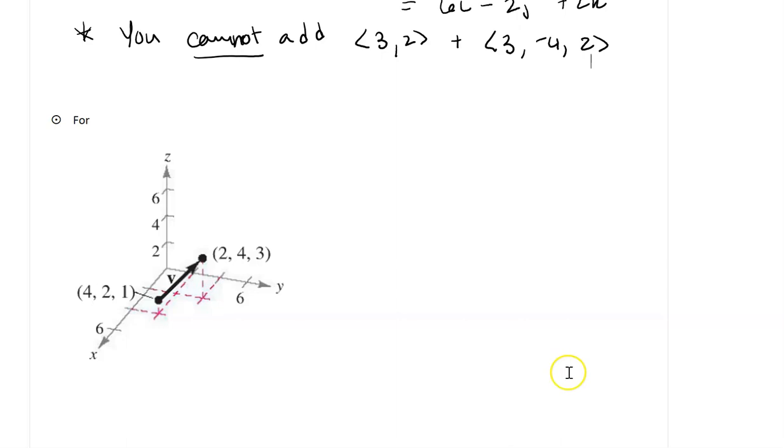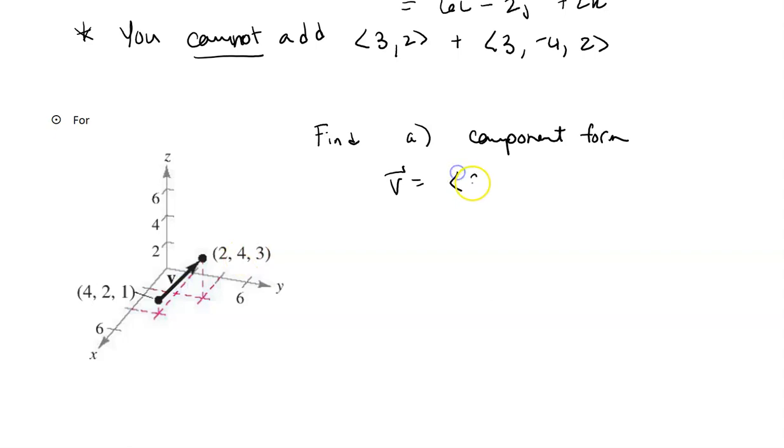Okay, so for this example, it doesn't give us instructions. Let's find, for part A, the component form of v, and then we'll write it as a linear combination of i, j, and k, and we'll find some other stuff. We'll get there. So v in this case is going to be, it's from this point to this point, so we'll have 2 minus 4, we'll have 4 minus 2, and we'll have 3 minus 1. So this gives me negative 2, 2, and 2.